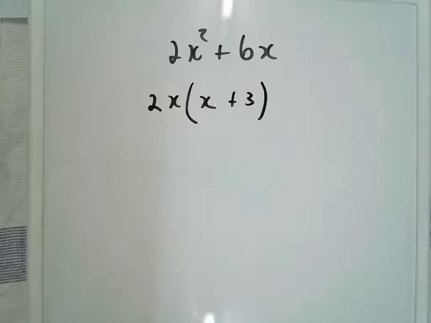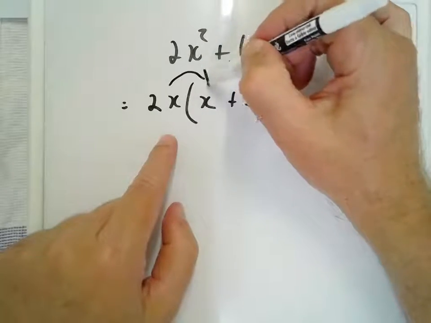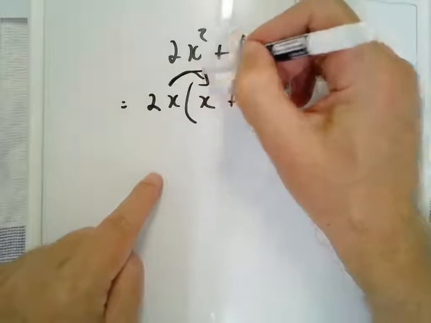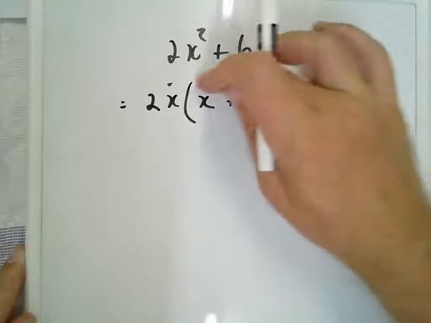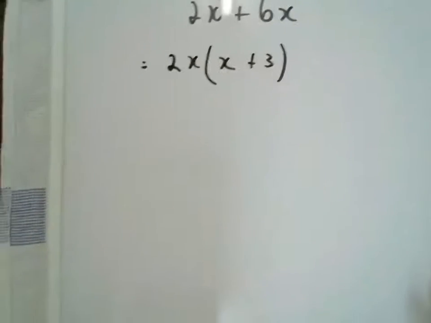What we should be able to do is check our answer by the reverse process of expanding, and hopefully if I expanded that, 2x times x is my 2x squared, and 2x times 3 gives me my 6x. So we should be able to check our answers. Okay, let's move on to something a little bit harder.